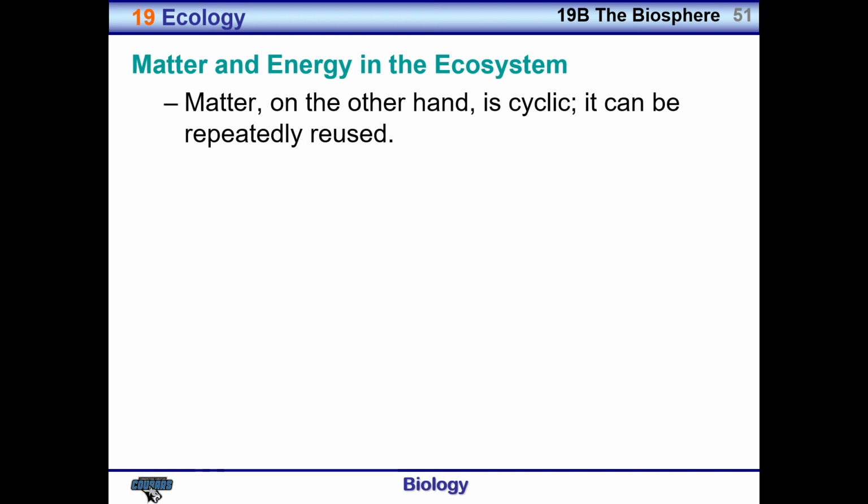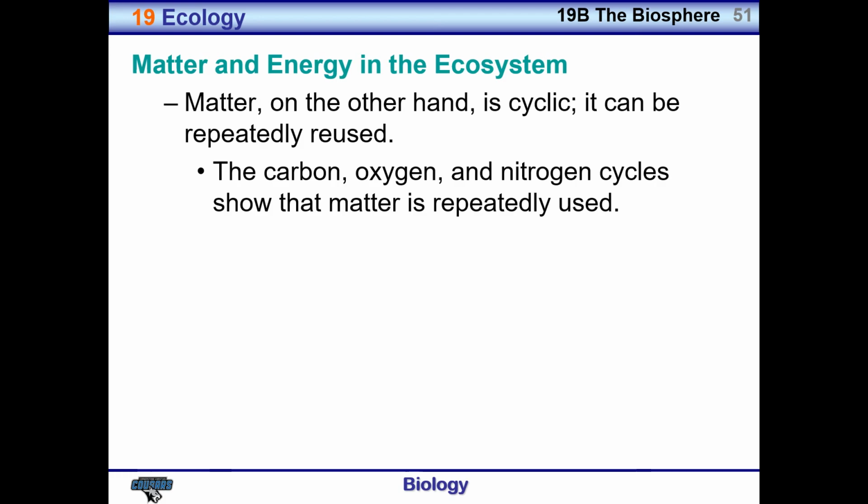But matter, on the other hand, is cyclic, which means that it can be repeatedly reused. So matter like carbon and oxygen and nitrogen, or even water, are parts of cycles, and they can constantly be reused by those that feed upon them, or are just part of a cycle. They just keep being used over and over again. So atoms of carbon, atoms of oxygen, atoms of nitrogen constantly are being used by living things and then released off into the atmosphere, and then the cycle begins all over again.